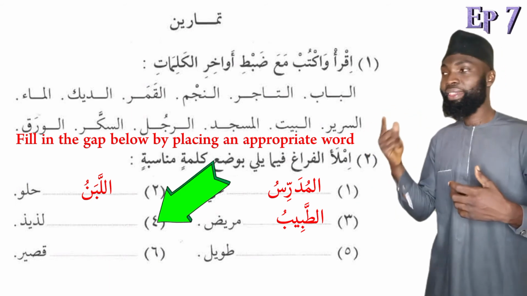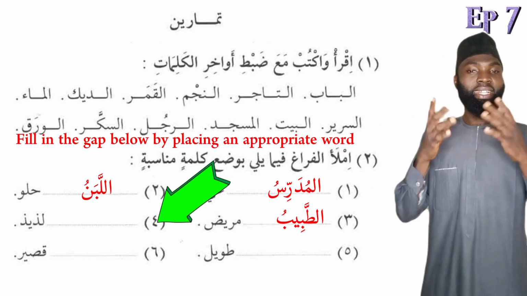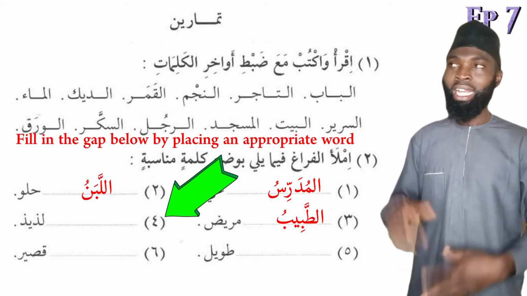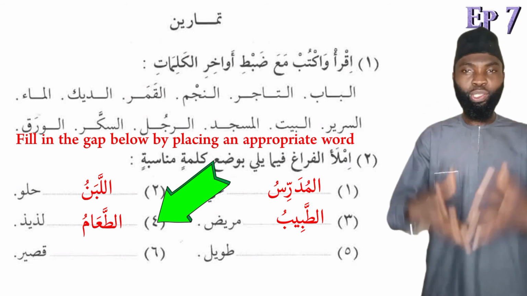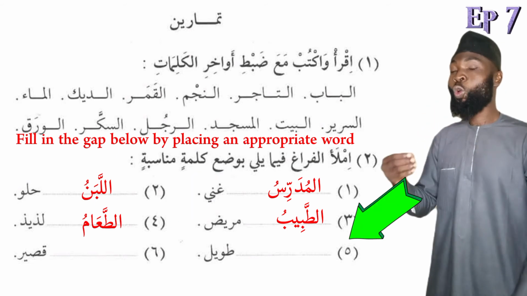And we have ladhidun. Ladhidun means delicious. What is delicious? Let's say at-ta'amu, the food. Ladhidun is delicious. Number 5, we have tawilun.